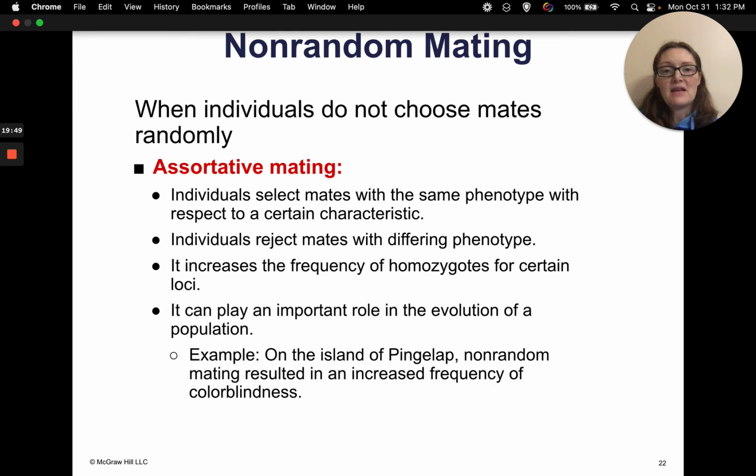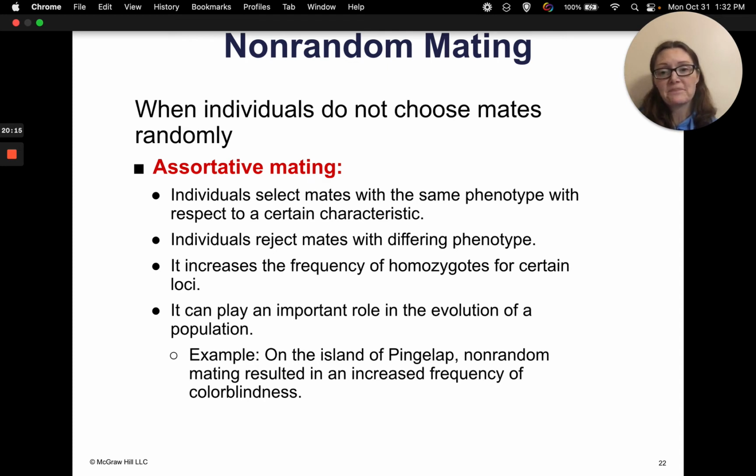Non-random mating is another issue when individuals do not choose mates randomly. Sometimes the female only wants to mate with certain males, and so the males that are not as enticing are the ones that are not chosen, and so they don't get to pass their genes on. And so if a female is being picky about the males that they choose, only certain males get to pass their genes on.